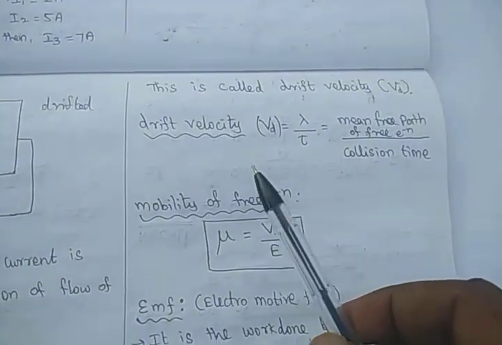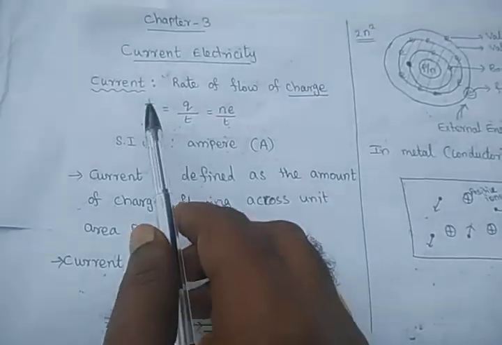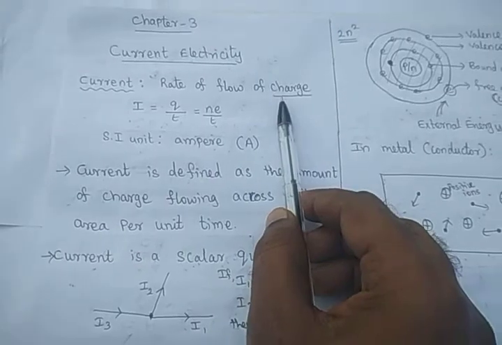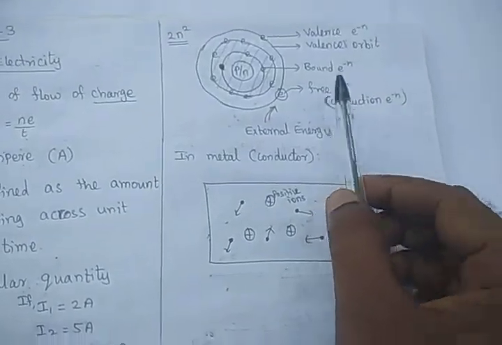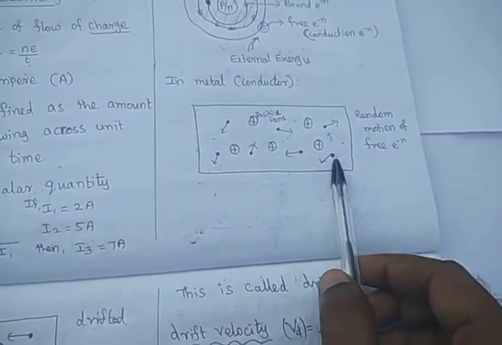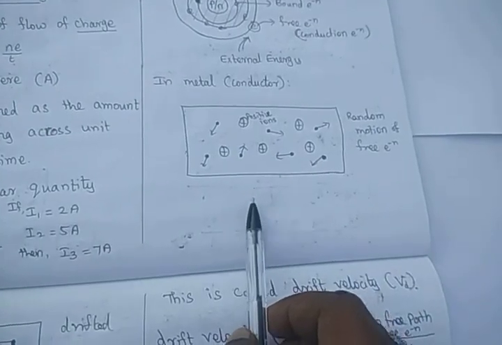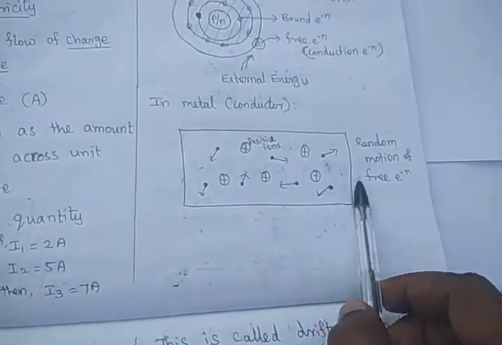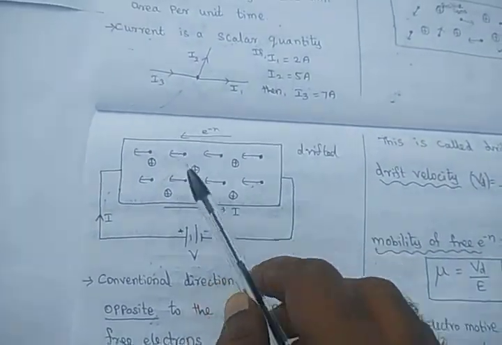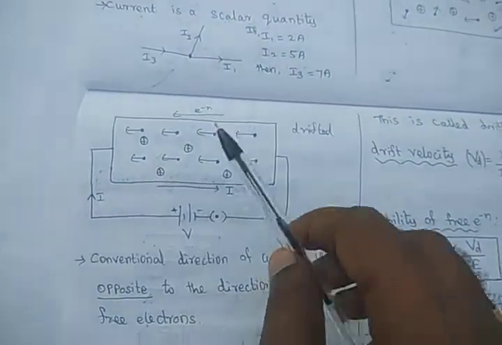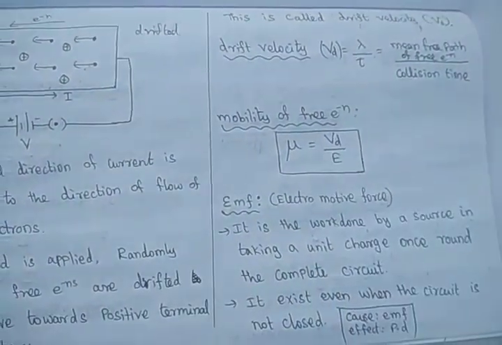So very simple. We are seeing the mechanism of what happens when there is current, the rate of flow of charge. How do the charges arise? They are the free electrons from the atom. These free electrons move randomly here and there without the supply of the battery. That means when no potential difference is applied, the electron motion is random. When the potential difference is given, the electrons drift towards the positive terminal of the battery. That velocity is called the drift velocity, and the mobility of the free electron is mu.